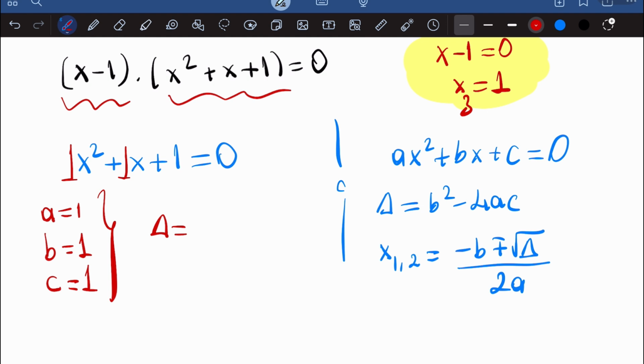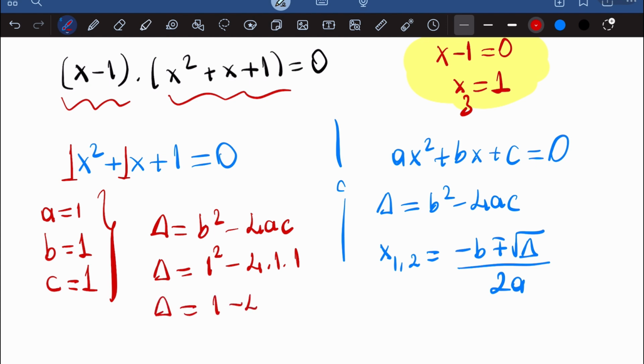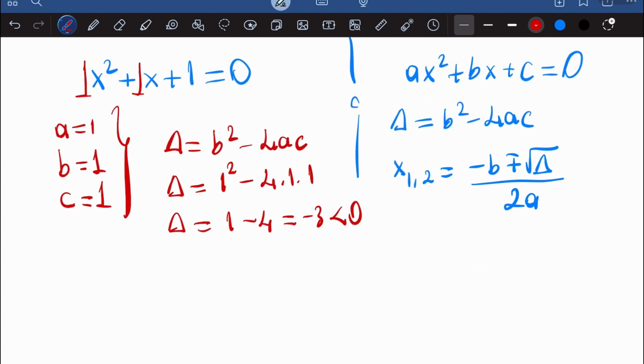Delta equals b squared minus 4ac. What was our b? 1. So 1 squared minus 4 times 1 times 1. What do we get from here? 1 minus 4 equals negative 3. We saw that it is less than 0. What will this tell us now? It will say that they are non-real roots.